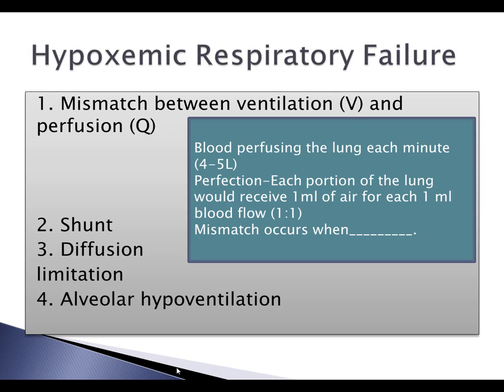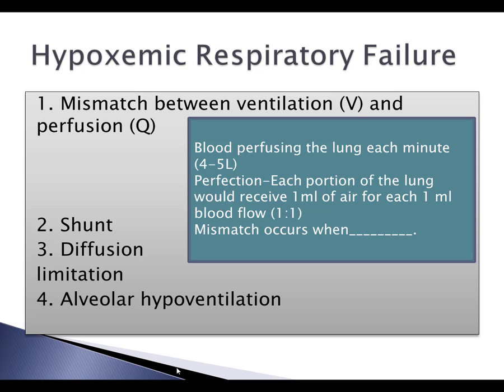So mismatch occurs when things aren't 1-to-1. An example of a ventilation mismatch would be a COPD patient. Perfusion is normal, the patient's heart is beating, it's pushing blood around, the patient's not anemic, but the patient is unable to ventilate well. A perfusion mismatch example would be a pulmonary embolism. Ventilation is normal, the patient is breathing in and out, but the perfusion to the lung is poor because there's a blood clot in the way.